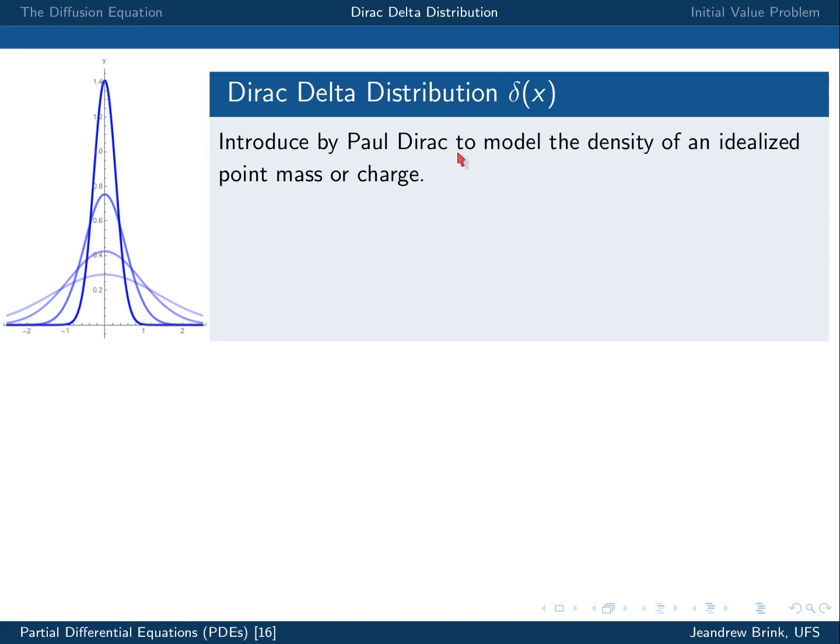was trying to model electrons, okay? And basically, he wanted to model the density of a very, very idealized point mass or charge, where all the mass and charge is confined to a single point and yet has a finite mass or charge associated with it. And to do that, he described the following distribution, which is basically the Dirac Delta distribution.